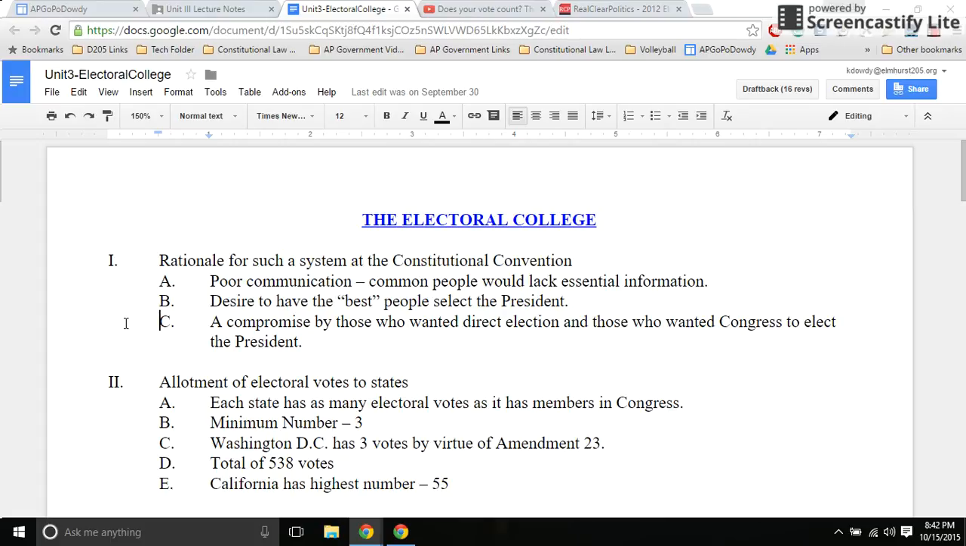Again, the Electoral College is an indirect selection of the president, meaning we don't directly select the president with our vote. We are instead selecting electors, and that is again much like the delegate system with selecting a nominee. Those electors are divided up across the country based upon population. So the bigger the state, the more electors you give.